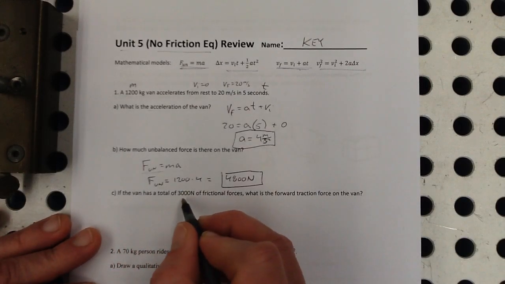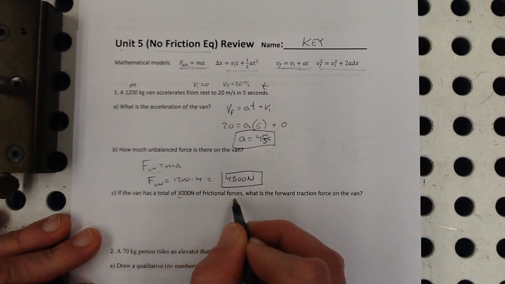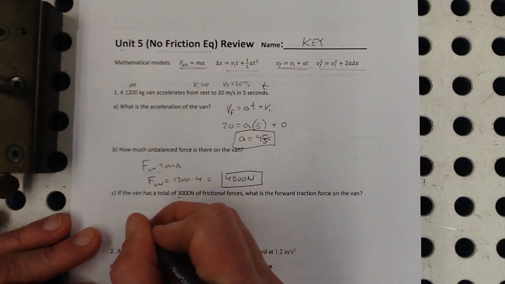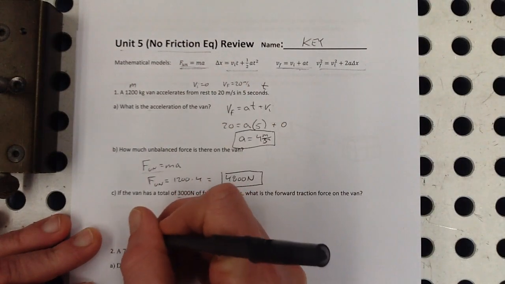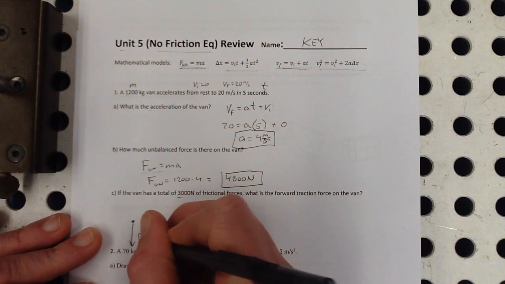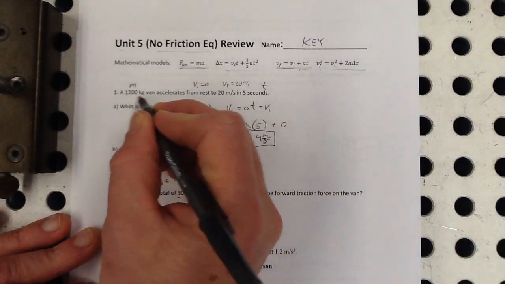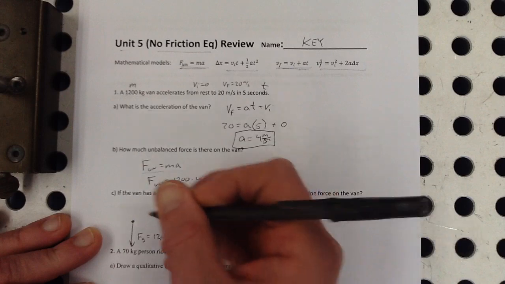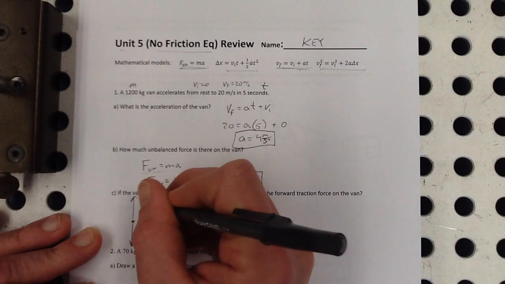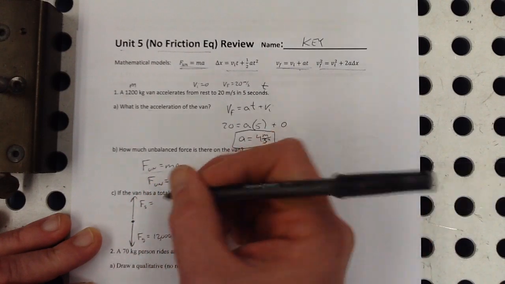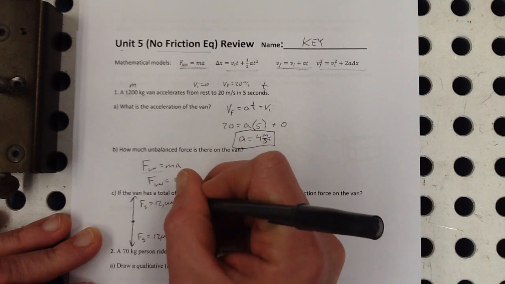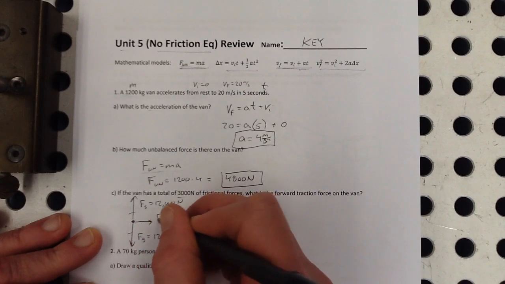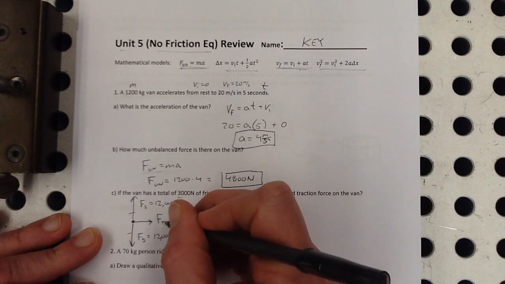If the van has a total of 3,000 newtons of frictional forces, what's the forward traction force on the van? It didn't say here in the review to make a force diagram, but I'm going to go ahead and do that. Force of gravity is going to be 12,000. Support force will match that. Got my traction force forward.